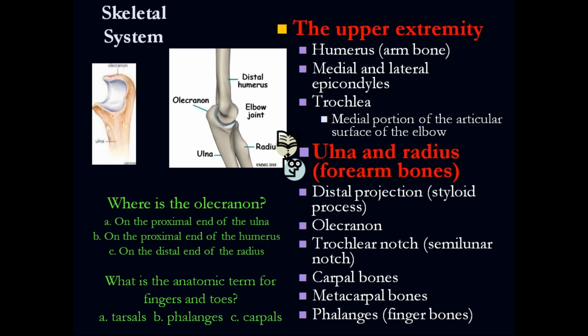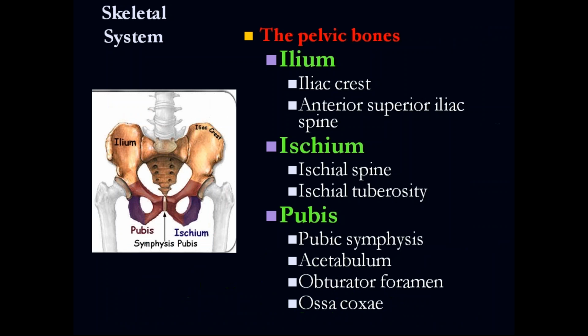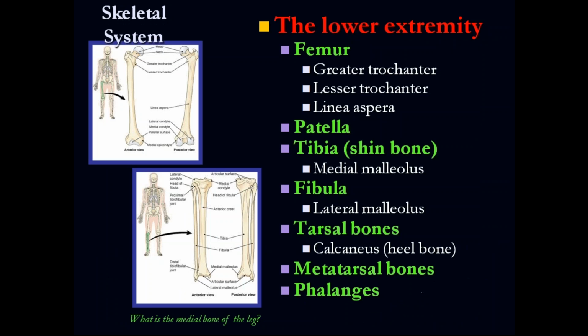Bones of the upper extremities, please review. Just put your arms in anatomical position and try to tell me where is the radius, where is the ulna. That is extremely important, very important.